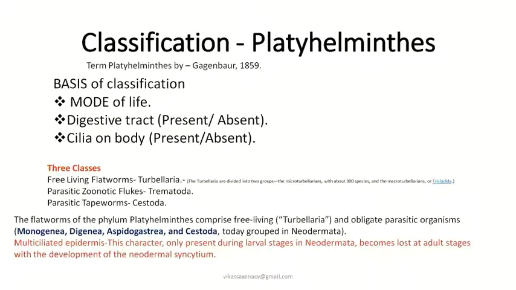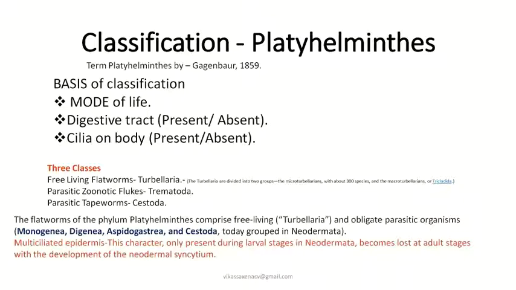Then cilia on the body. When we learned about the movement of the platyhelminths, we read that the epidermis has rhabdites and the epidermis is ciliated, which helps in movement. So whether these cilia are present or absent. A multiciliated epidermis is a characteristic of platyhelminths, but it is not found in all the classes. In the next slide, we will see the three classes.